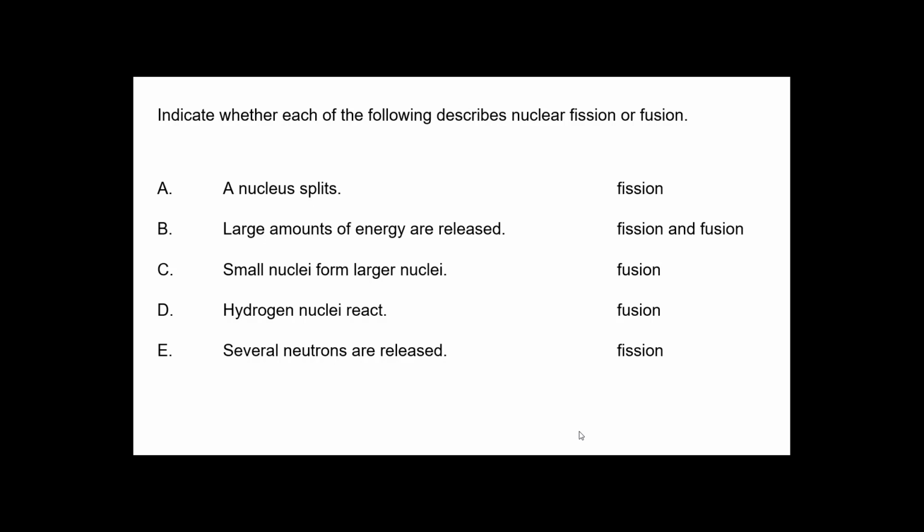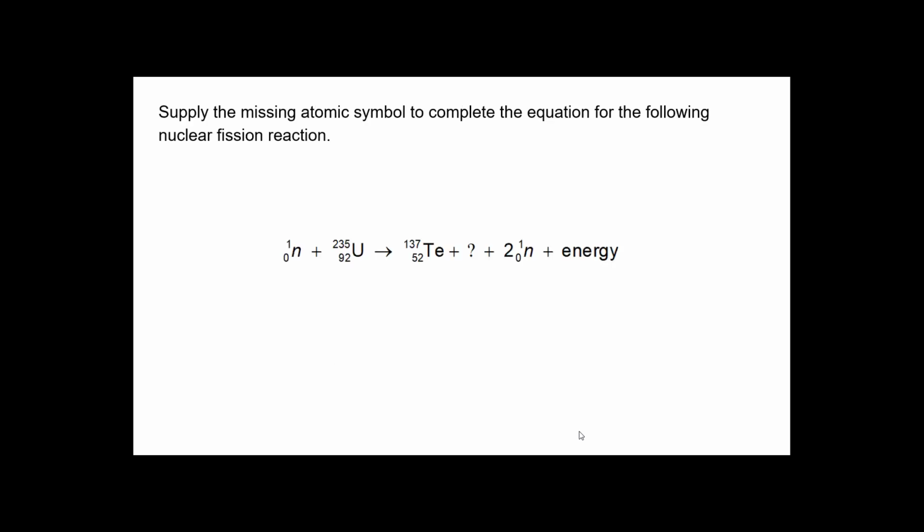Small nuclei form larger nuclei. That's fusion. An example was the hydrogen isotopes that come together and create helium. Hydrogen nuclei, I just said hydrogen, so that's fusion. And several neutrons are released. That's fission, because remember, when uranium-236 splits apart, it produces 2 small nuclei and 3 neutrons, and those 3 neutrons will then each bombard another uranium-235, which allows this chain reaction to keep occurring.